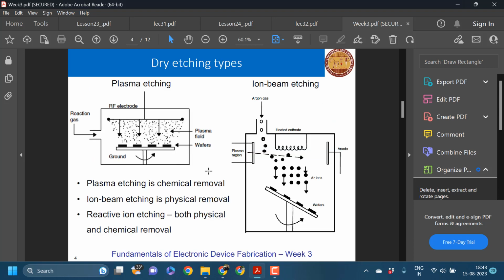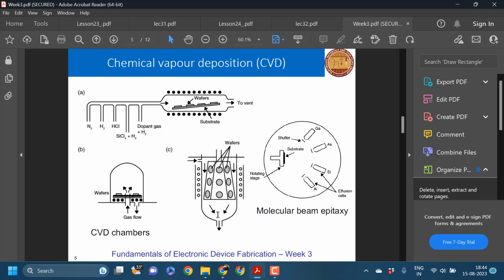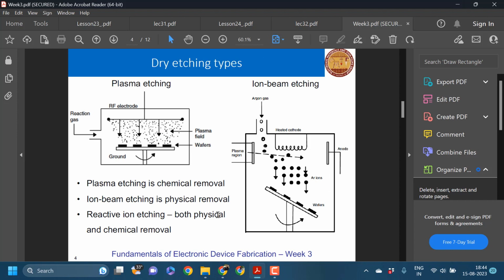So here we have the plasma etching figure and ion beam etching. Plasma etching is chemical removal, ion beam is physical removal, and reactive ion etching is both chemical and physical in nature. And so far, is it clear?